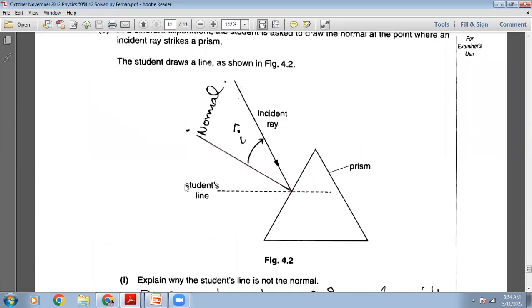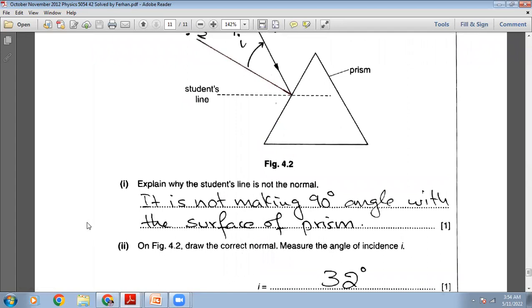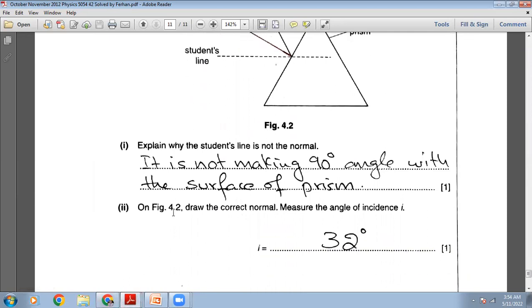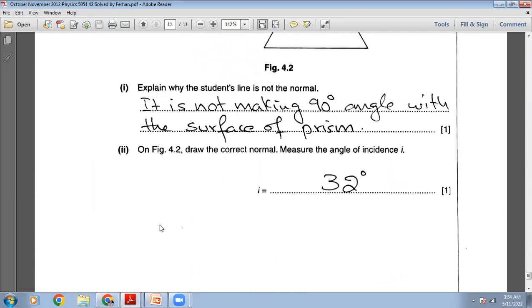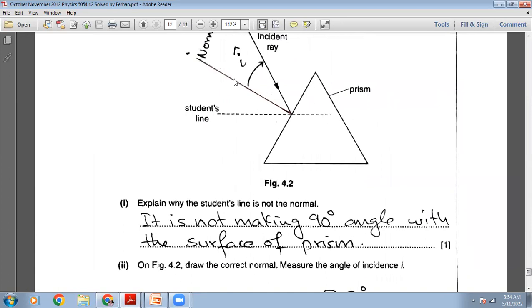So here I have shown a normal. It is not making a 90-degree angle with the surface of the prism. The line drawn by the student is not making a 90-degree angle with the surface of the prism, so it's not a normal. Then on the figure, draw the correct normal and measure the angle of incidence. This is the correct normal which makes a 90-degree angle with the surface of the prism.